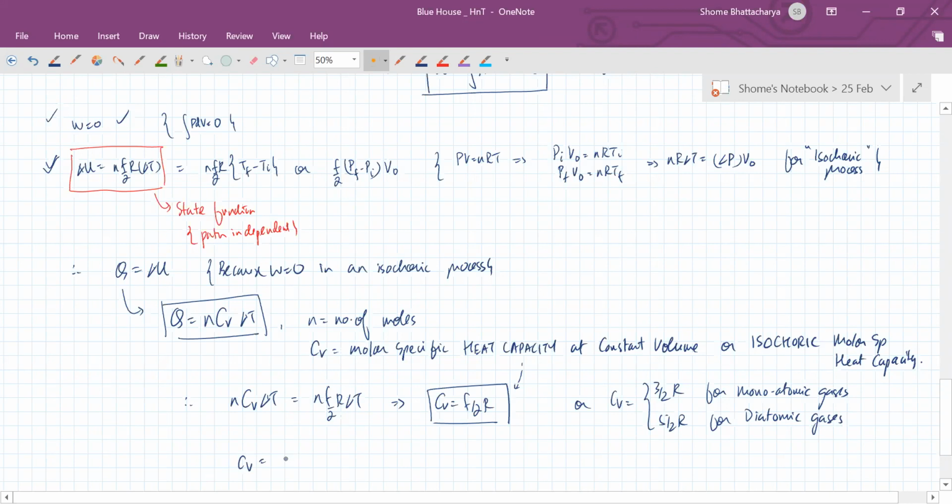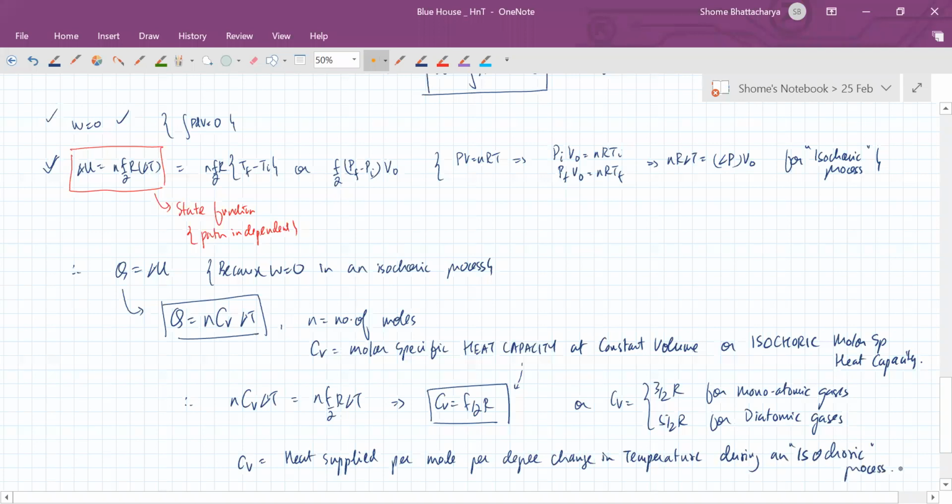So CV is the heat supplied per mole per degree change in temperature during an isochoric process. Hence the name molar specific heat capacity at constant volume, or isochoric molar specific heat capacity.